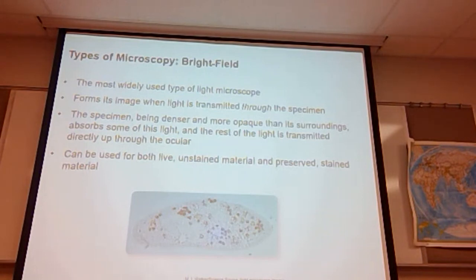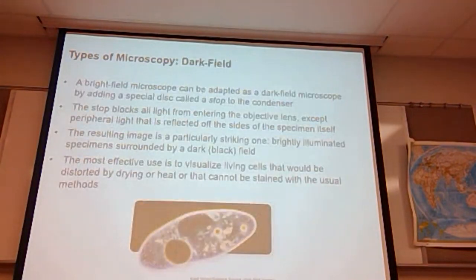The most widely used type of microscopy is referred to as bright field microscopy. That's what you're going to do with a microscope where you've got your specimen sitting on top of a light. It forms its image when light is transmitted through the specimen. The specimen will absorb some of the light. The rest of the light is transmitted directly into the ocular. Bright field microscopy can be used for both live, unstained and preserved, and stained material. So anything small enough that has the capability of light passing through it can be viewed through bright field microscopy.